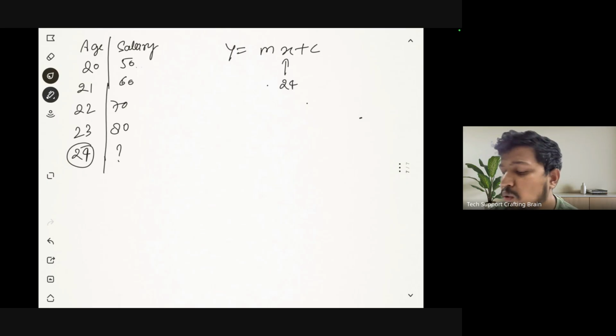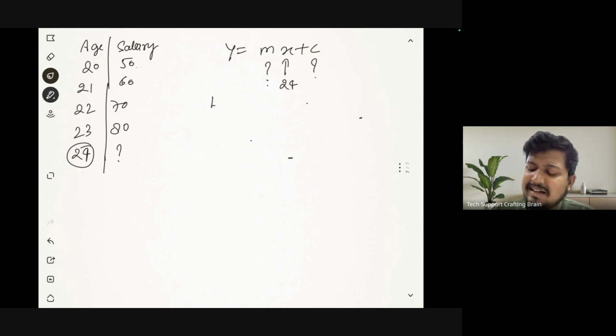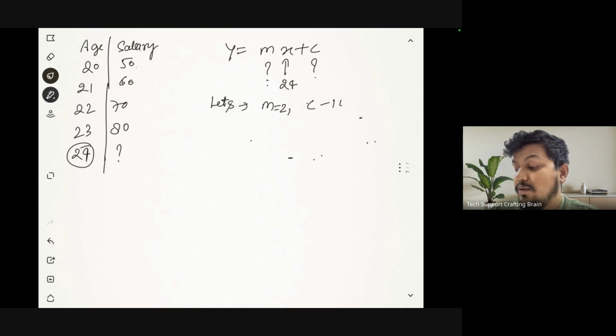We don't know the m value, we don't know the c value. So what I'm simply doing is taking them randomly, no issues at all. For now, randomly, the m value I have taken is 2 and the c value I have taken is minus 10.